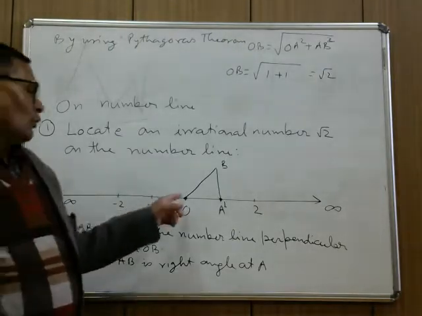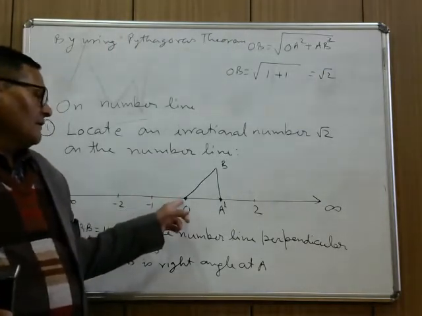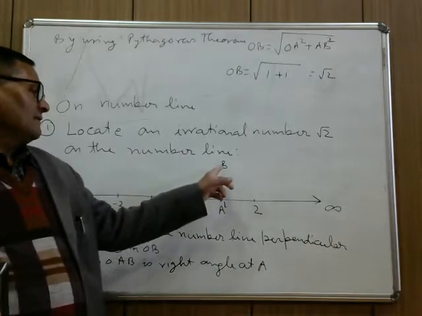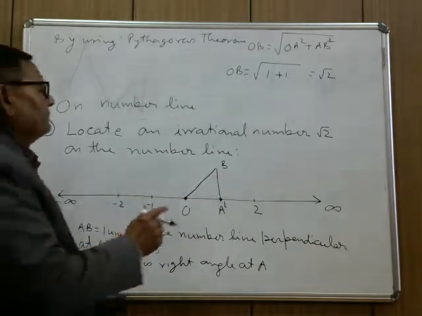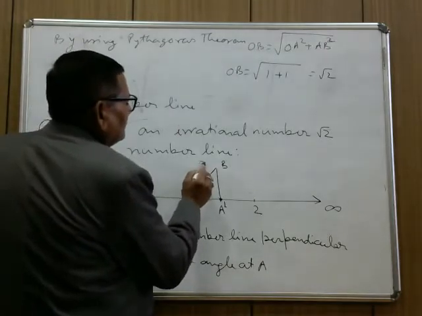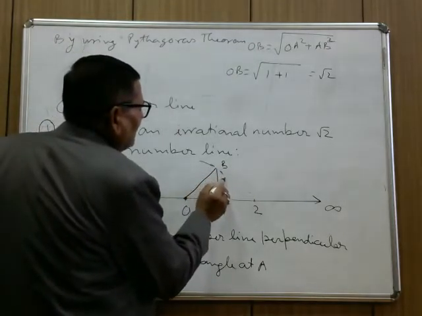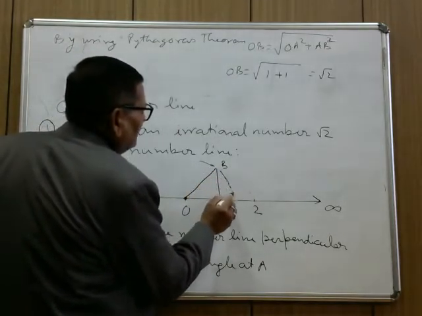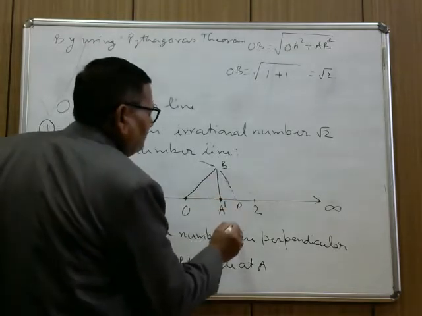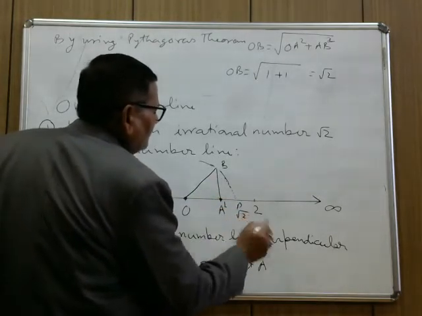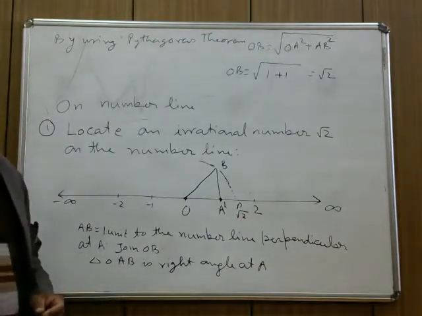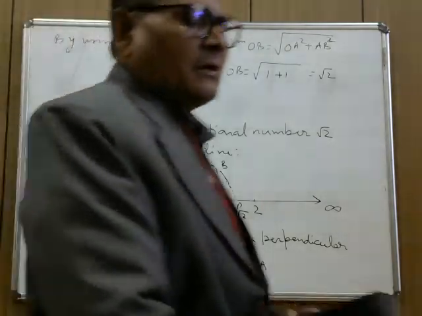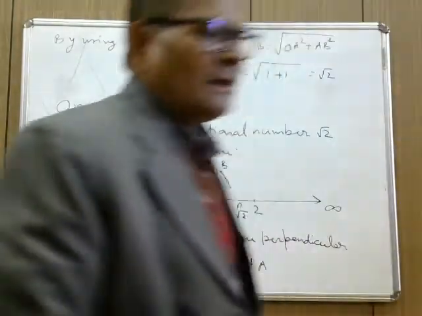Now taking O as center and radius as OB, draw an arc which intersect the number line at P, and this point P will denote the irrational number under root 2 on the number line.